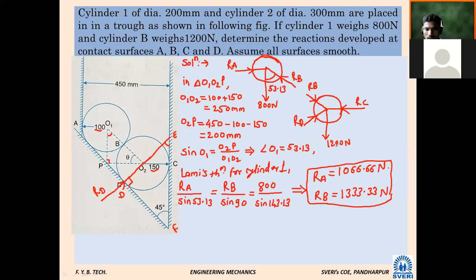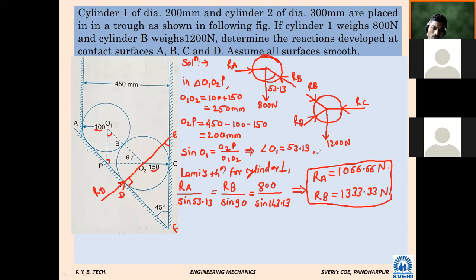This 1200 Newton force is vertical. So what will be the angle made by this RD reaction with this vertical 1200 Newton force? 45. Obviously it will be 45. This angle will be 45. This will be again 45.